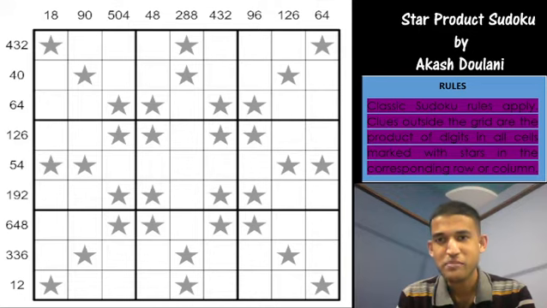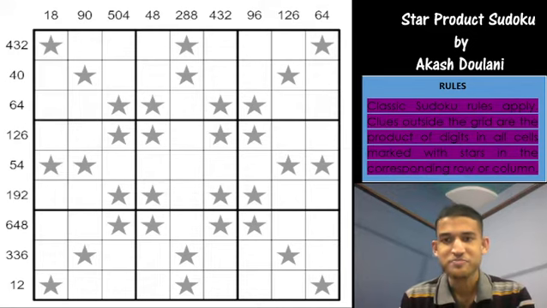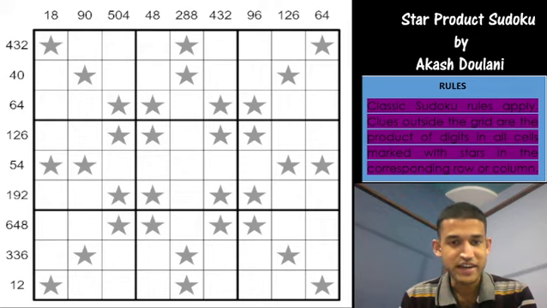Today's video will be on a Star Product Sudoku created by Akash Dulani. This book features in the World of Sudoku Volume 5, and Akash with this book has expanded his World of Sudoku Volume series. So now let us take a look at the logo of this book. It's really attractive.